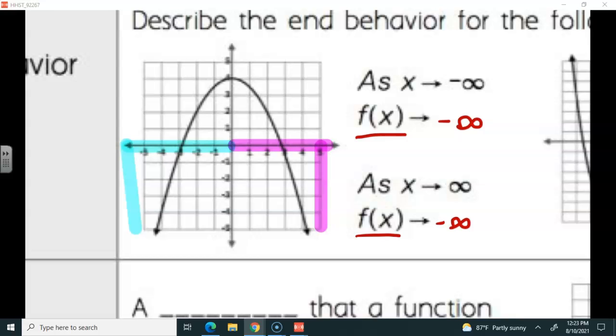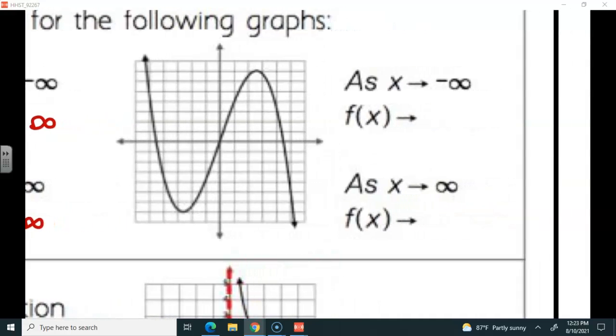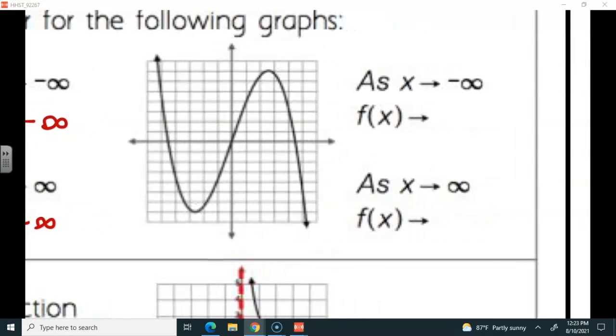Okay, if we look at this one, they're not both going to negative infinity. One's going up, one's going down. So you always start as x goes to negative infinity. So what happened to y? It went to positive infinity because it was going up. And then as x goes to positive infinity, y was going down.